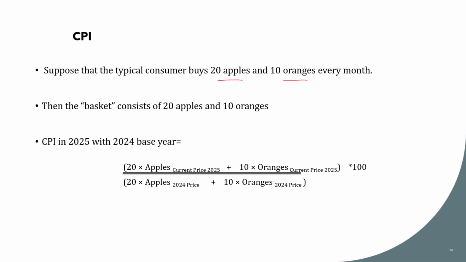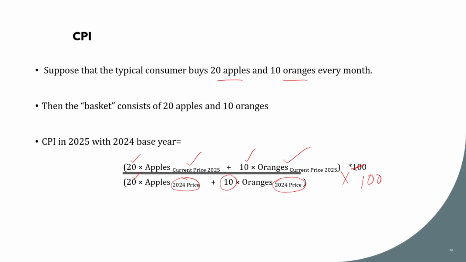So in this case, this is the formula for how we calculate: the 20 is the quantity of apple, and the price of apple at the current prices of 2025. Also calculate the quantity of orange and the price of orange at the current price of 2025, divided by the same quantity used, that is the 20 apples, but what is the price? For the price we take the base year, that is the 2024 price, and similarly the quantity of orange is the same, but the price we are taking is the price of one orange in 2024, multiplied by 100. So this is the formula.